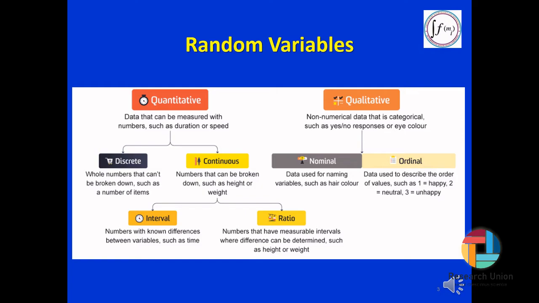There are four measurement scales used to measure the variables. Interval and ratio scales are used to measure the quantitative variables, and nominal and ordinal scales are used to measure the qualitative variables. Psychometric variables are qualitative variables measured by the ordinal scale. I am repeating, psychometric variables are qualitative variables measured by the measurement scale ordinal.